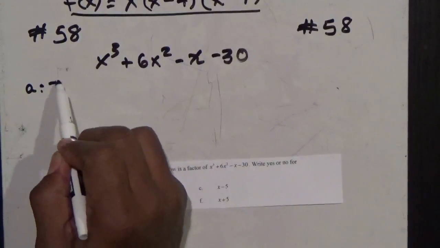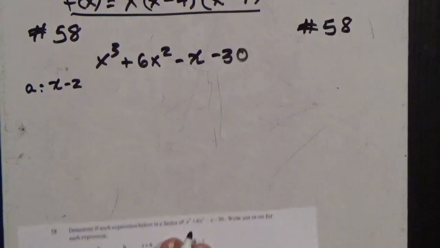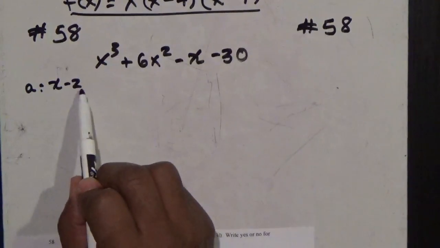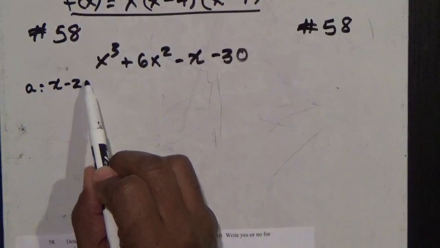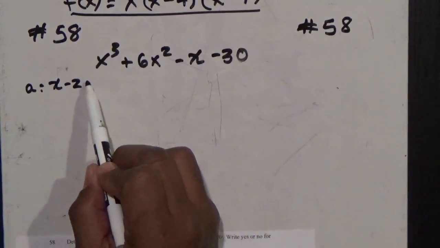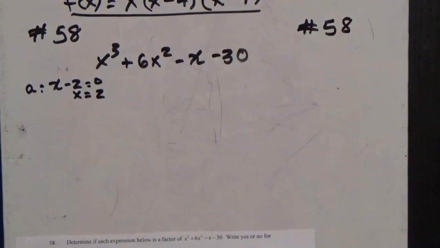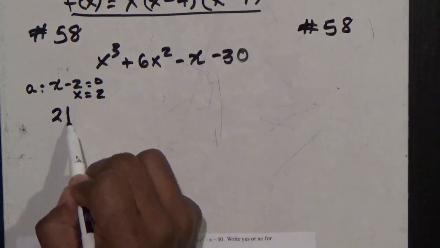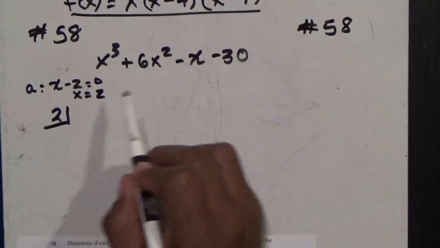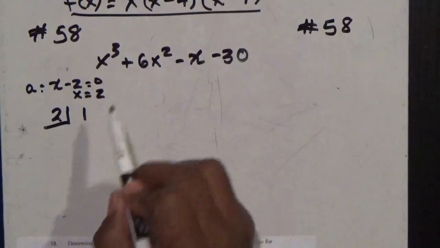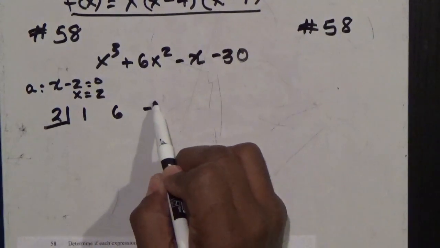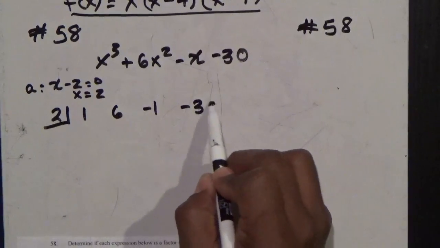the factor we're checking is x minus 2. All we want to be able to do is set whatever we're dividing equal to 0 to figure out the value we're using. So the value we're using is 2. We go 2, and we use our coefficients, so we go 1, 6, -1, -30.